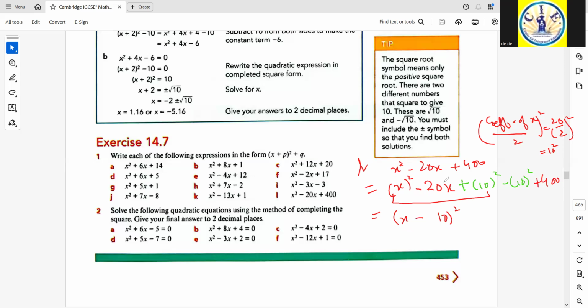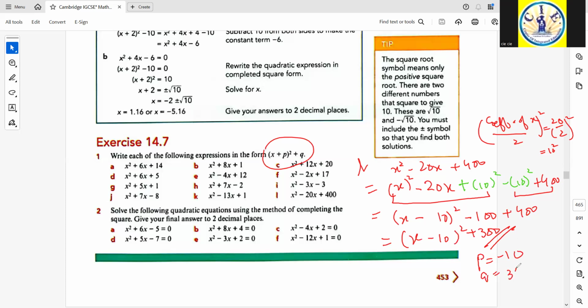So, x minus 10 whole square, and simplifying them together, negative 100 plus 400, which will obviously give us 300. So that completes the question, giving us p is equal to negative 10 if you compare this with this given format, and q is equal to 300.